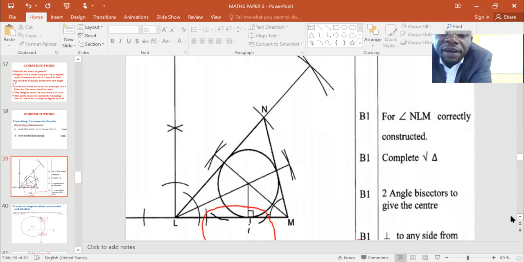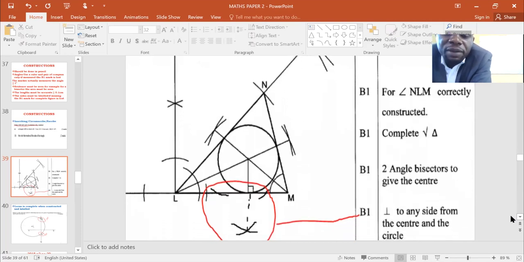Now that B mark, if I forgot to write N up there, given that there are only 3 points and the only one that is missing is N, you wear a human face and award the mark because that's the only mark that is missing. But in case L, M, and N are all missing, but the triangle is very complete, the B1 mark there will be lost because I cannot tell which one was L, which one was M, and which one was N. That's why it is very important to label.